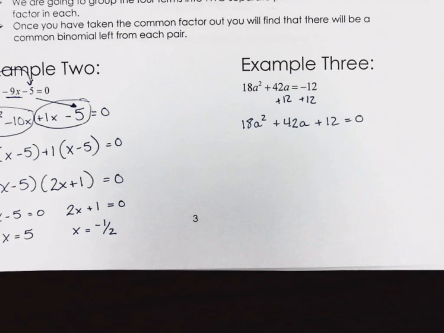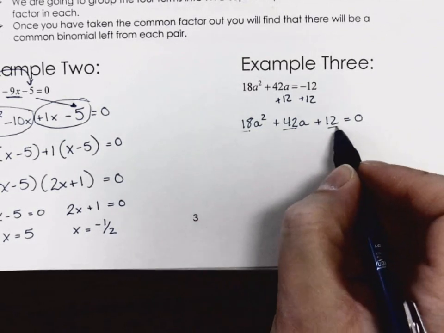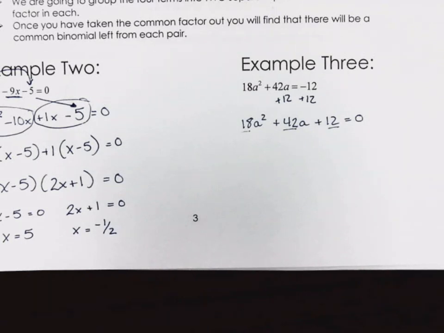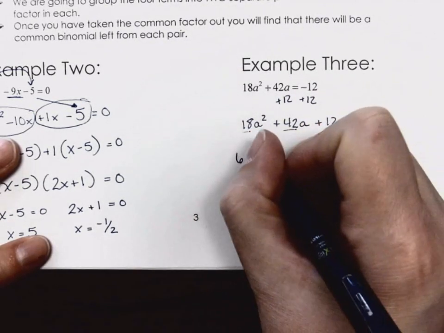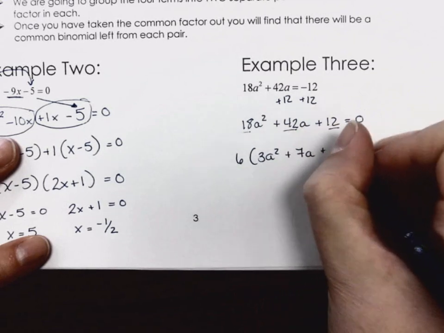What's 18 times 12? A number that I don't want to deal with. Do you guys notice anything about the numbers in this? All divisible by 2. They're definitely all divisible by 2. Are they divisible by a bigger number? 6. So you can common factor out a 6 out of all of them. So if I take a 6 out of all of these numbers, I'm going to be left with 3a squared plus 7a plus 2.